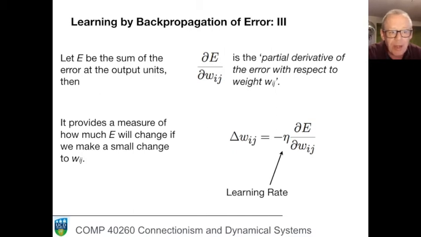This is a formal mathematical quantity which can be unpacked using basic high school calculus. And what it means is it's a measure of how much the overall error, E, will change when we make a small change to Wij, assuming that everything else is held constant. So that term is going to be at the heart of our suggested weight change, which is simply going to be the negative of this, because this is actually a slope or a gradient. The negative of this multiplied by the learning rate.